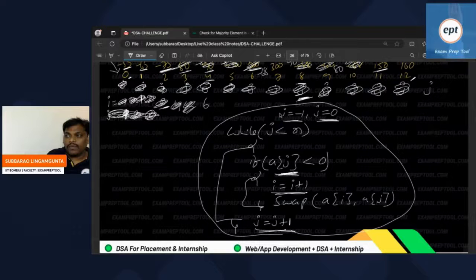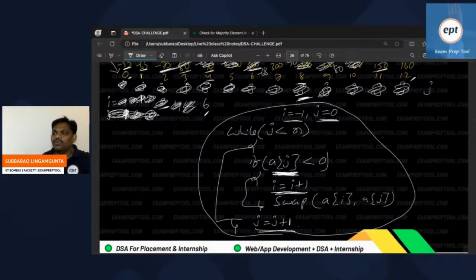Remember, i is meant for negative numbers, j is meant for positive. See this one. If a of j is positive, no work is there, because j wants positive. If it is positive, no work, j is equal to j plus 1. If it is negative, then inform i, swap it. This is the loop which is going on.